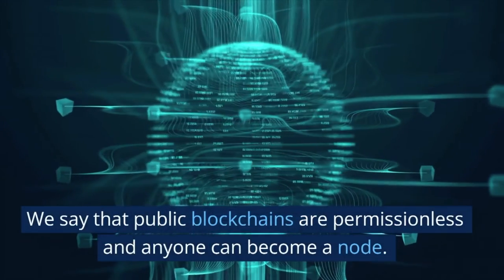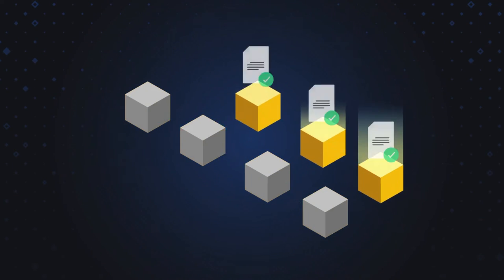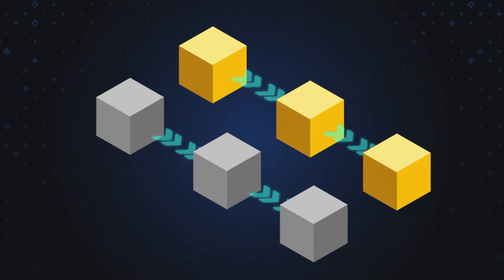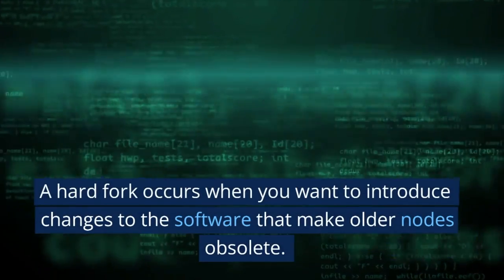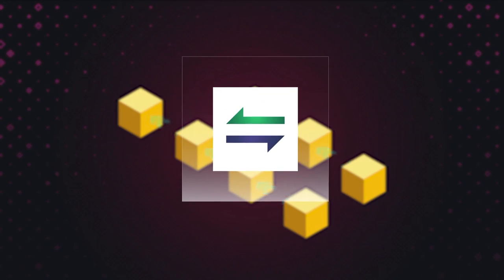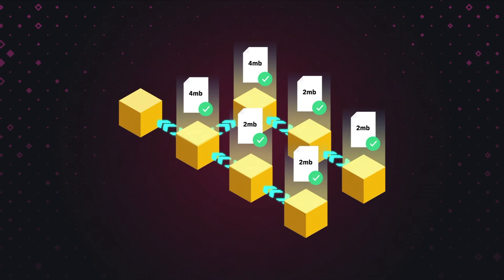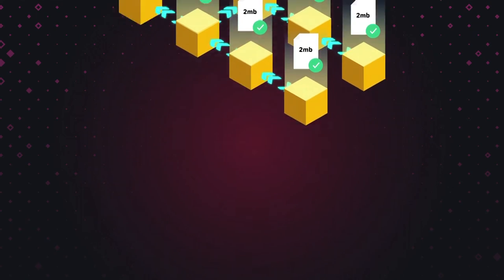We say that public blockchains are permissionless and anyone can become a node. You might be wondering, with nobody in charge, how can changes be made to the network? In a truly decentralized network, changes can be made with soft forks or hard forks. A hard fork occurs when you want to introduce changes to the software that make older nodes obsolete. The network is effectively fragmented into two parts, one made up of old nodes and one made up of upgraded nodes. The two can no longer communicate for all intents and purposes. There are now two networks.